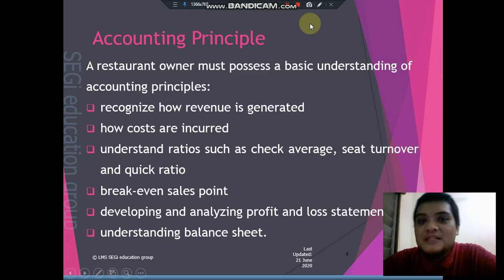For example, is your inventory. Inventory means stocks in your store. When you sell the stocks, it can be changed into cash.